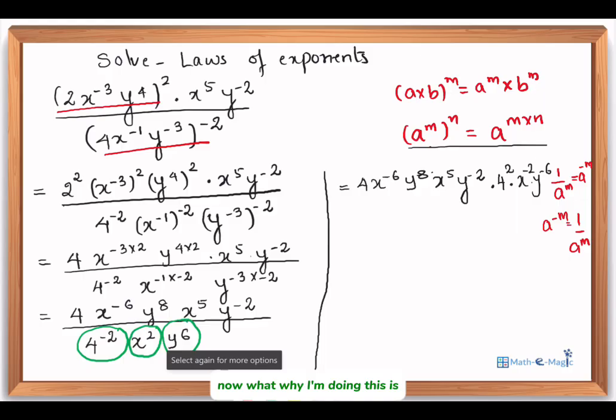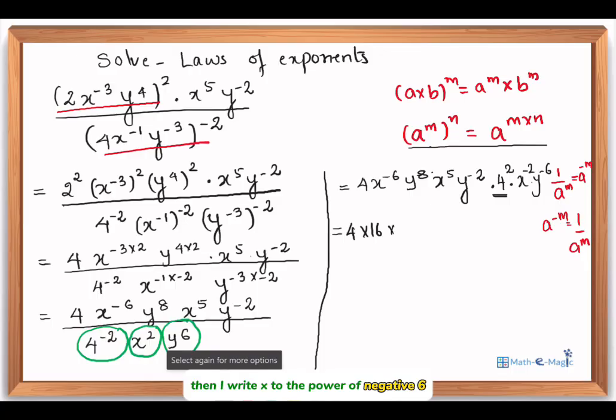Now why I'm doing this is, I'm trying to get all the numbers in the numerator, solve them, and then write the final answer as a positive power. So let us continue. What I'm going to do is get all the x terms together, all the y terms together, and then apply another law to it. So 4 as it is and 4 squared is 16. This 4 squared, that's 16.